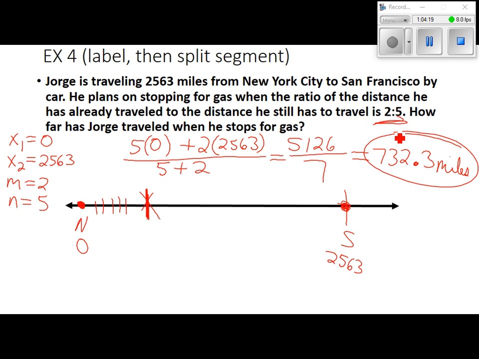Can't you just also multiply it by 2/5? Yeah, this time you could have. Because what? Because our starting point was what? Zero. If our starting point wasn't 0, then it wouldn't work out.